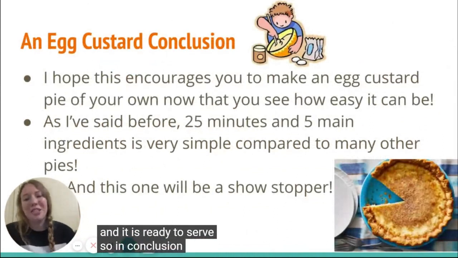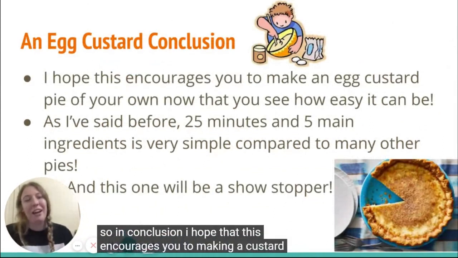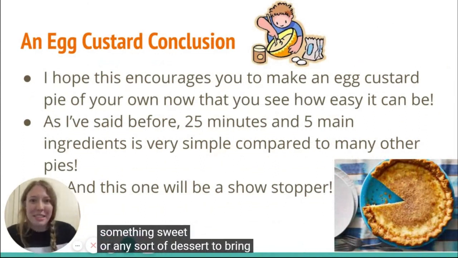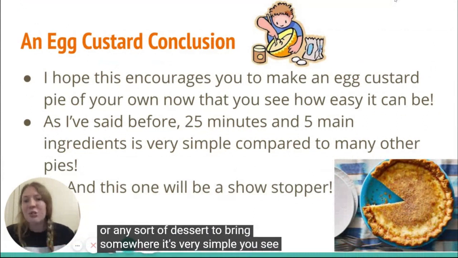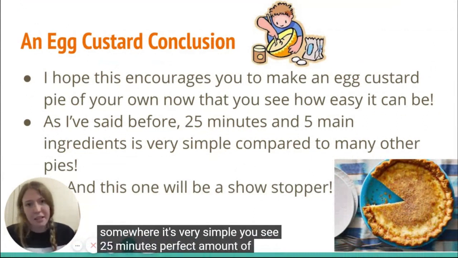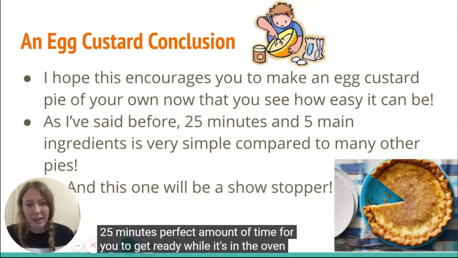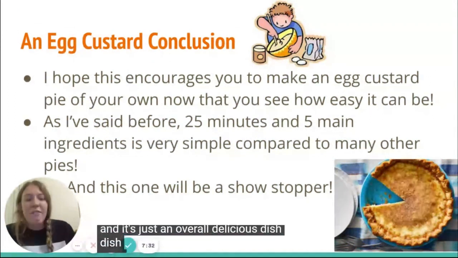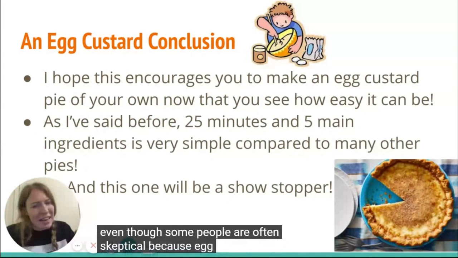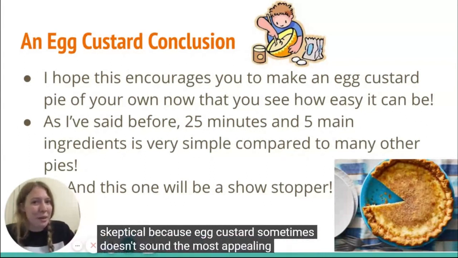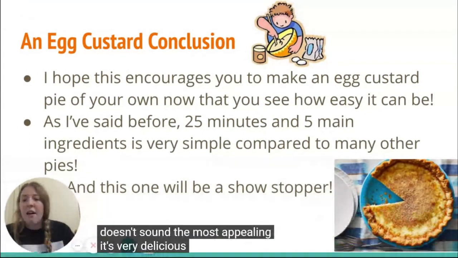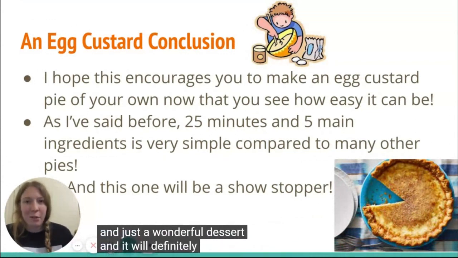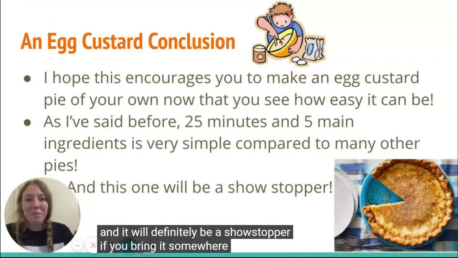So, in conclusion, I hope that this encourages you to make an egg custard pie the next time you're needing any sort of something sweet or any sort of dessert to bring somewhere. It's very simple. You see, 25 minutes, perfect amount of time for you to get ready while it's in the oven. And it's just an overall delicious dish. Even though some people are often skeptical, because egg custard sometimes doesn't sound the most appealing, it's very delicious, very not overbearing, and just a wonderful dessert. And it will definitely be a showstopper if you bring it somewhere.